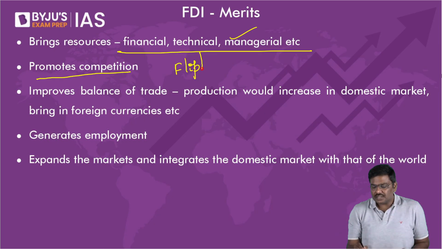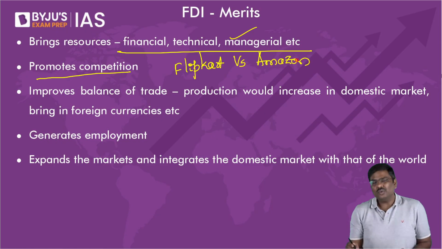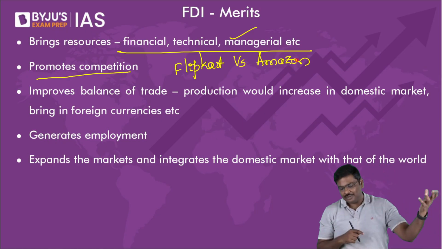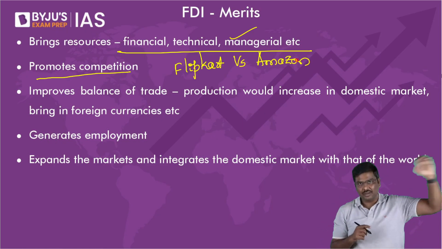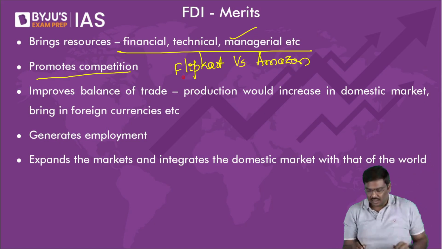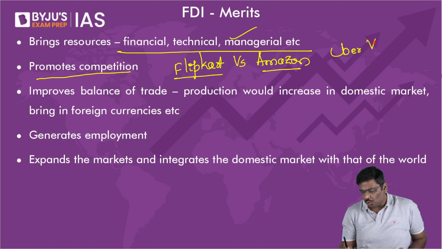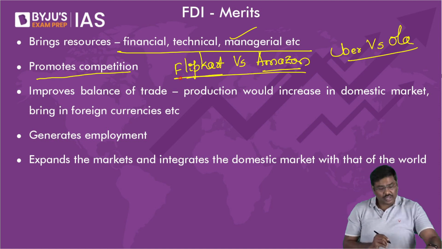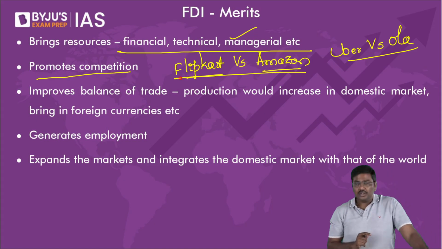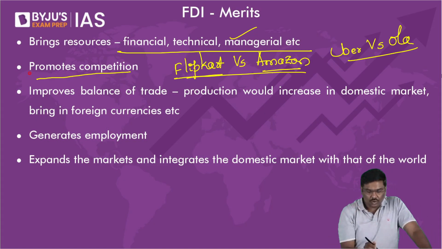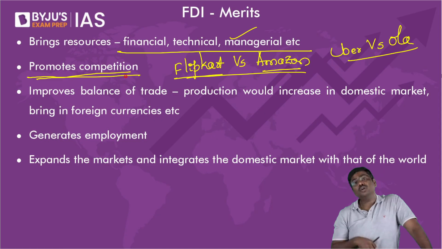Flipkart versus Amazon. Of course, please understand, today Flipkart is also FDI only. Today, Flipkart is owned by a foreign company. But earlier, Flipkart versus Amazon, or else another example, Uber versus Ola. Please tell me, is the second point okay with all of you? Look at the examples and do let me know. Right? FDI will promote competition. All of you okay with this?